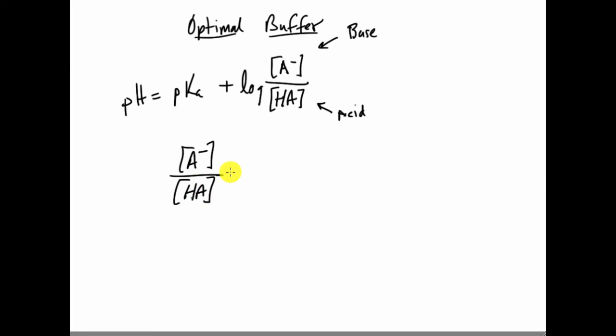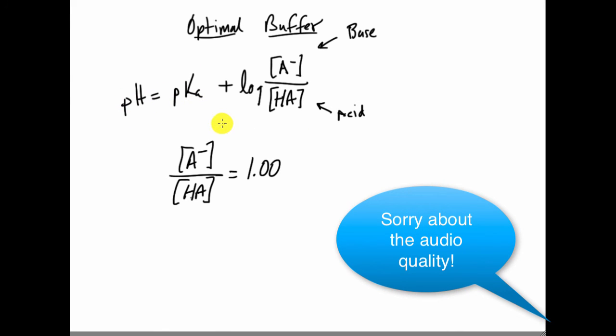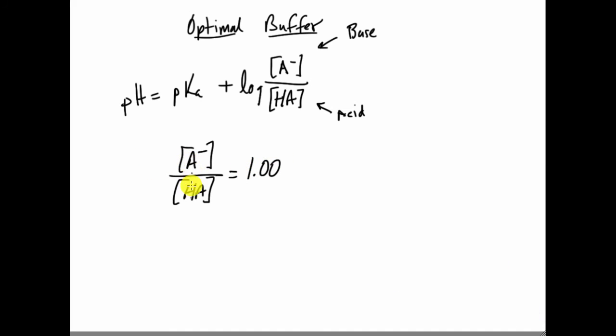This comes up quite a bit in some of the calculations we're going to look at a little bit later. When these two are 1, we're going to have a log of 1, which drops out. We're just going to have our pH equal to our pKa at that point. Why is that important? It tells us that these two concentrations have to be equal to each other, so the buffer can absorb the same amount of acid as it can base.